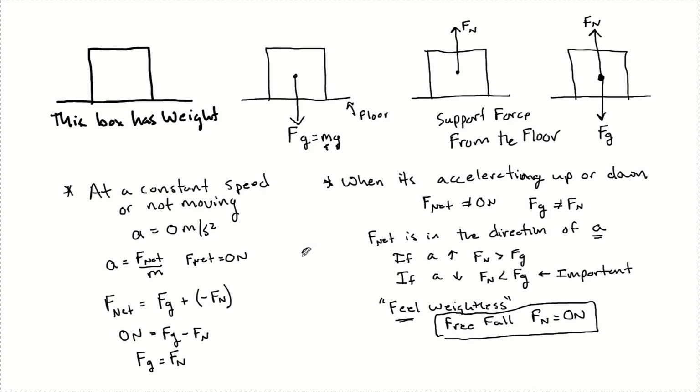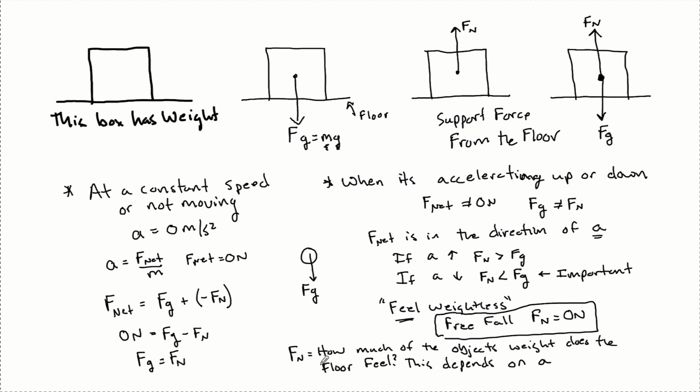But just like a rock that falls from a bridge, we drew this with no normal force. There could be a normal, but there's not, right? There's nothing supporting this free-falling object. So it's just Fg, and then if we were to draw Fn, it would just be equal to 0 because there's quote-unquote no surface there to help us. So we can really say in this case, the normal force is really how much of the box's weight does the floor feel? And this varies by A. So Fn, how much of the object's weight does the floor feel? This depends on A, okay?